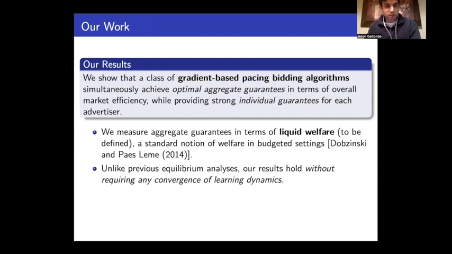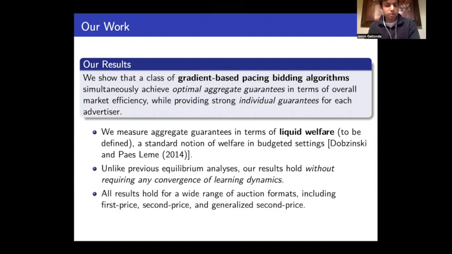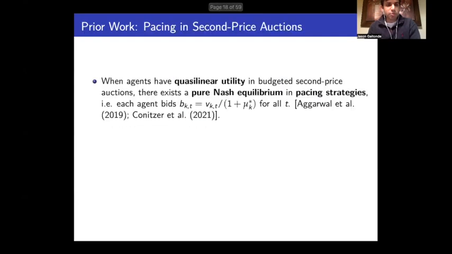And one thing I want to stress now, and I'll emphasize the importance later on, is that our results are going to hold without any convergence of these learning algorithms. And this stands in stark contrast to previous equilibrium analyses of these kinds of settings. And I'll also mention this later on, but all of our results are going to hold for a wide range of auction formats, including the standard ones that you may have heard of, like first price, second price, and generalized second price.